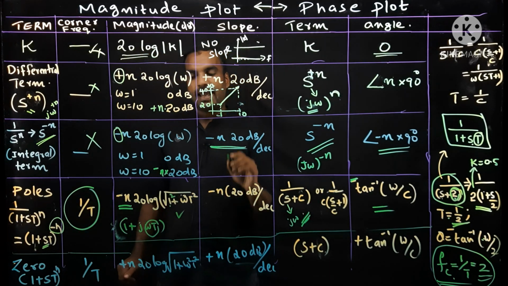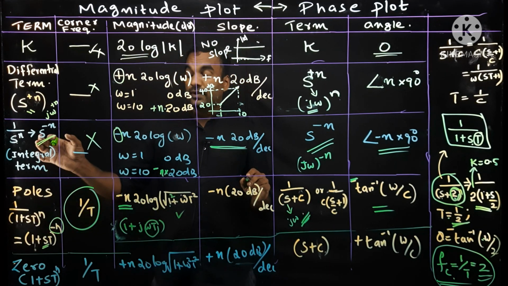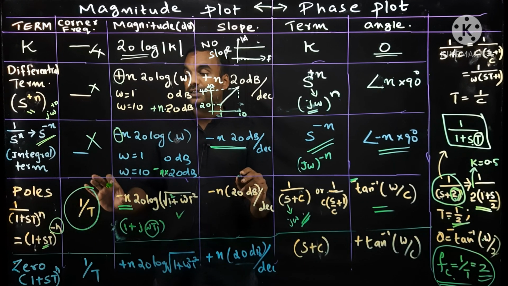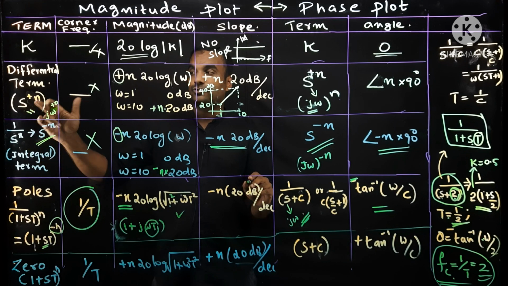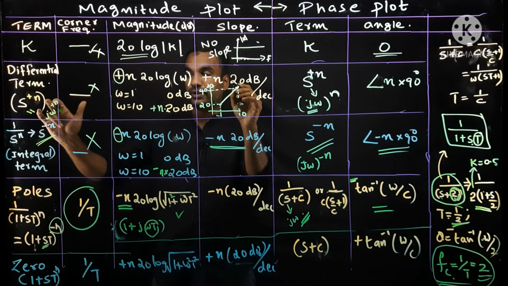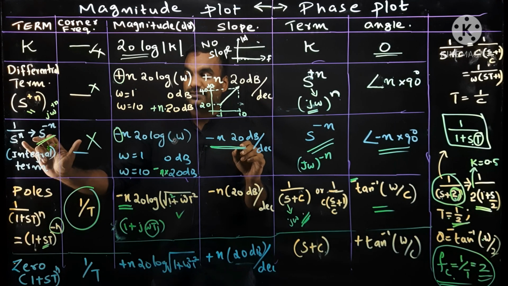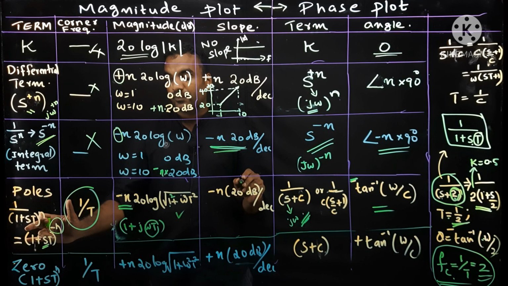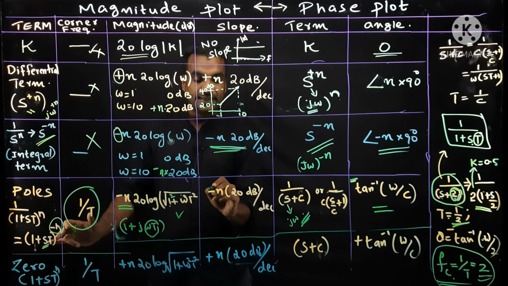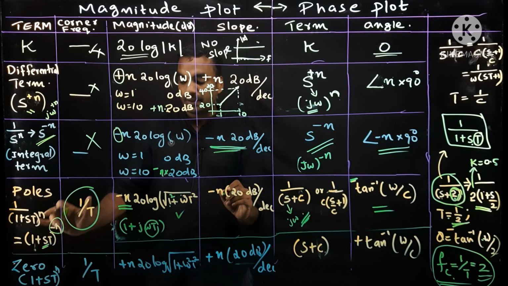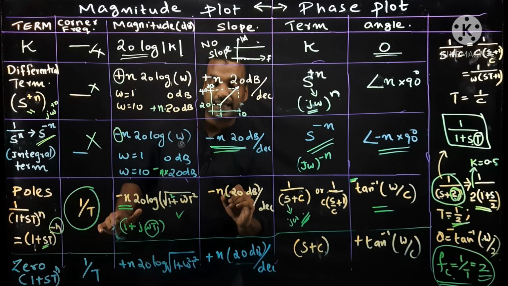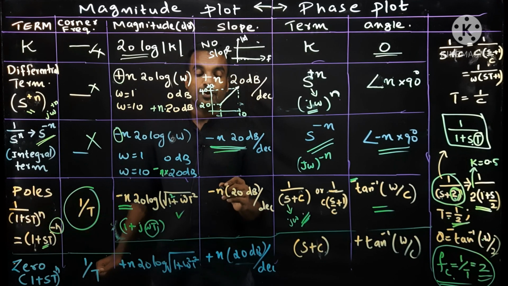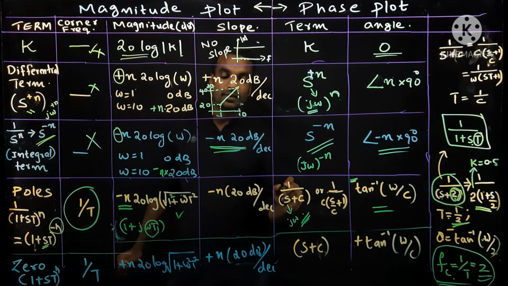And for slope, again this is a first order term. For all first order terms, it will contribute only 20 dB. If it is in the numerator, like s raised to plus n, it will contribute plus 20. If it is in the denominator, like s raised to minus n, it will contribute minus 20. Here the s term is in the denominator, so it will contribute minus 20. And if you are having some n, you have to write minus n into 20 dB. Suppose it is 1 by s plus 2 square, you have to take minus 2 into 20 dB per decade.